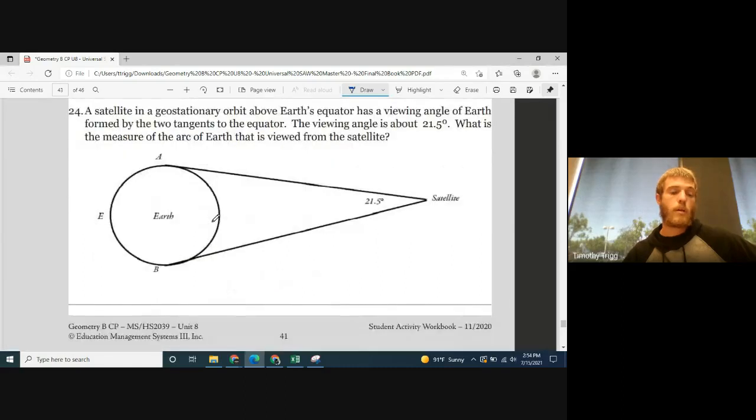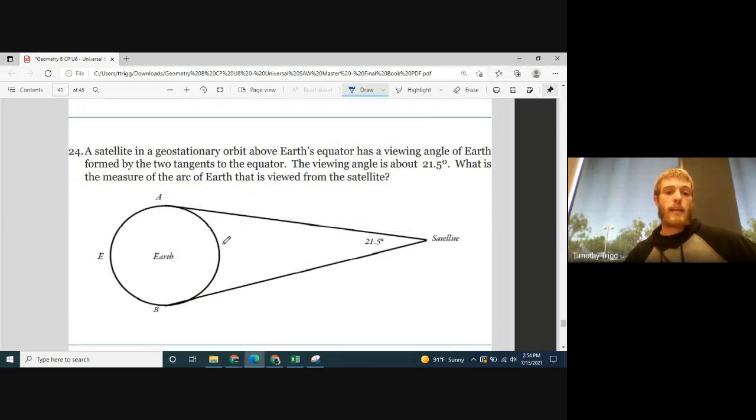Okay. Question 24. A satellite in a geostationary orbit above Earth's equator has a viewing angle of Earth formed by the two tangents to the equator. The viewing angle is about 21.5. So we can see that viewing angle right here, 21.5. What is the measure of the arc of Earth that is viewed from the satellite? So we're looking for the measure of this arc here that the satellite can see.